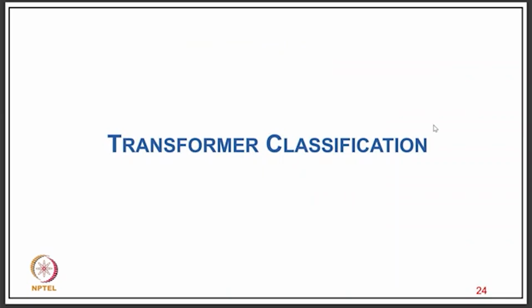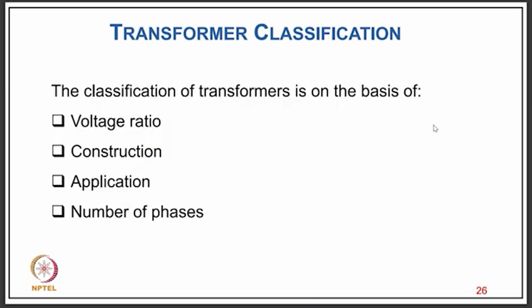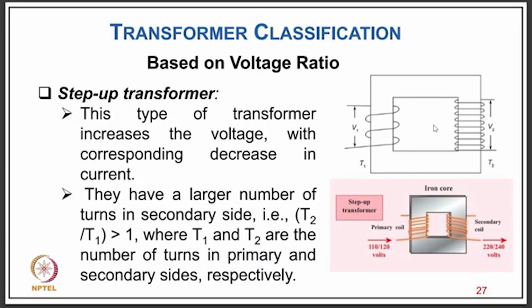So with this we can of course classify the transformers. We classify the transformers basically on the basis of core, that is, how the core construction is. We have two types, core type and shell type. The second classification is based on the transformation ratio, which we can call step up or step down, and the third is based on the service, like a distribution transformer and a power transformer. Many other applications can also be classified based on the service. So we have classification of transformers on the basis of voltage ratio, construction, application, and number of phases. This is another way of classification.